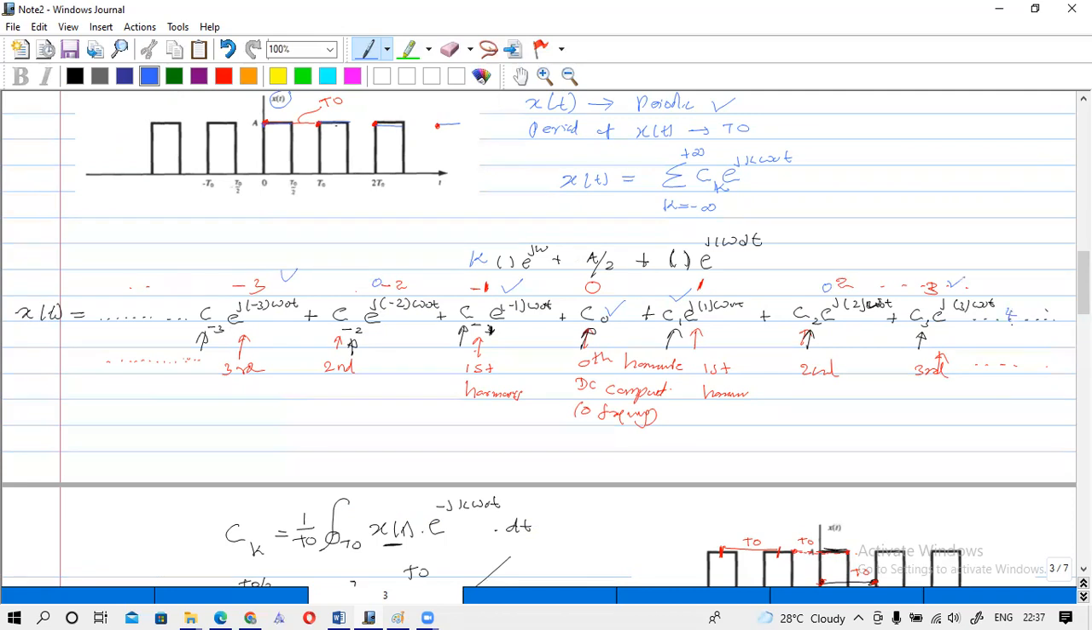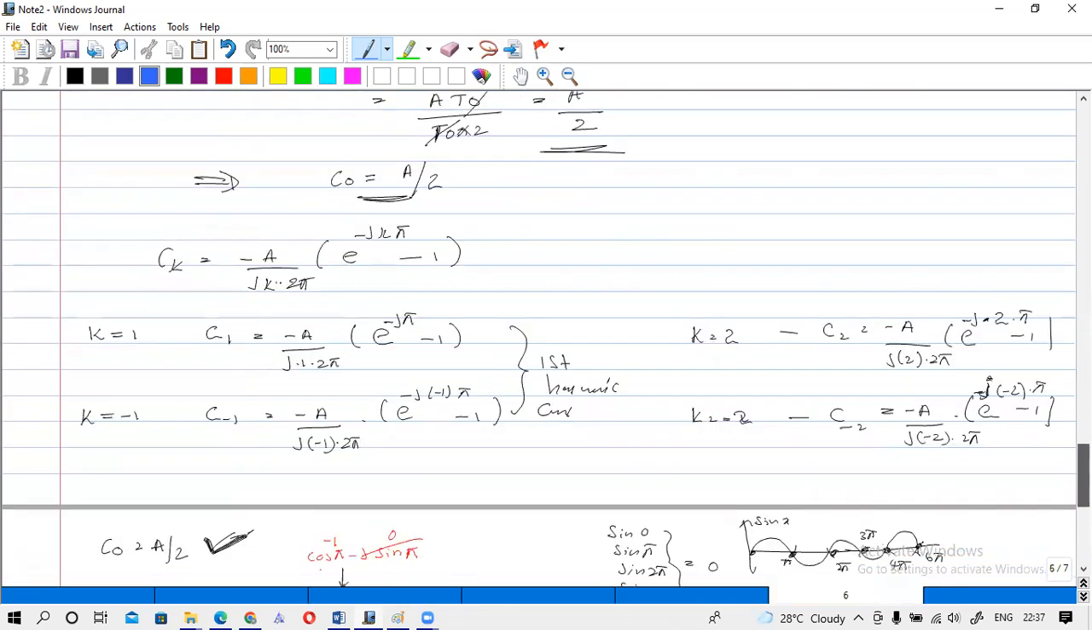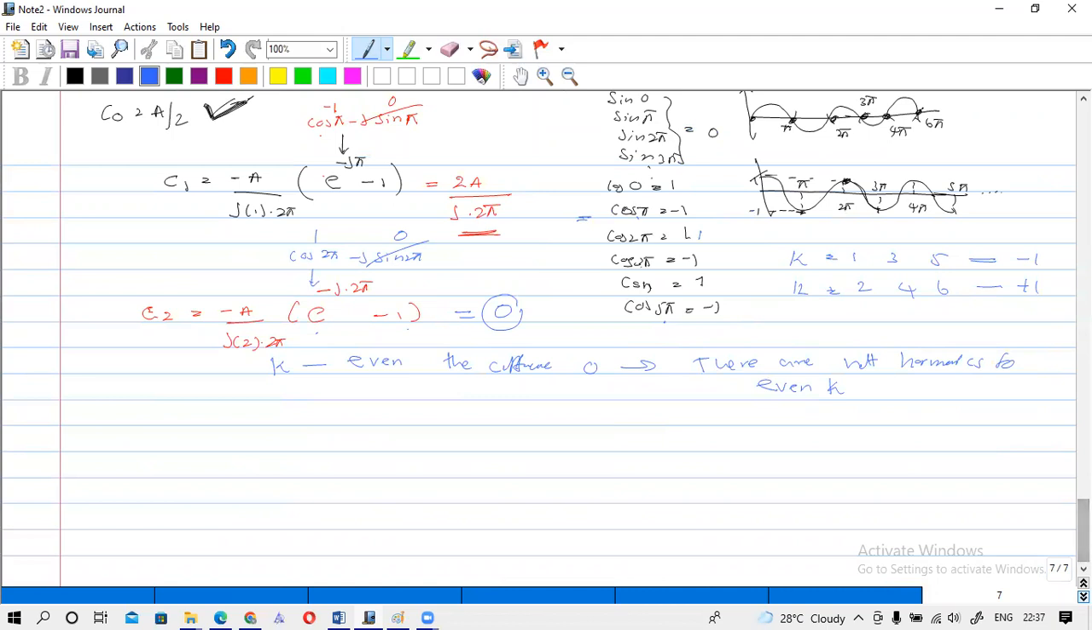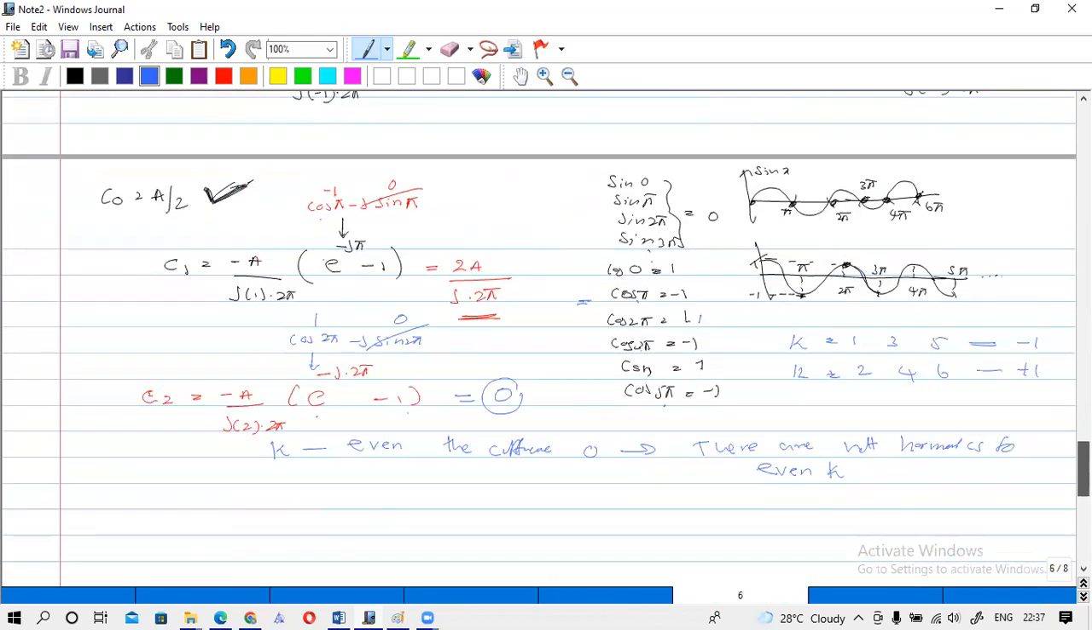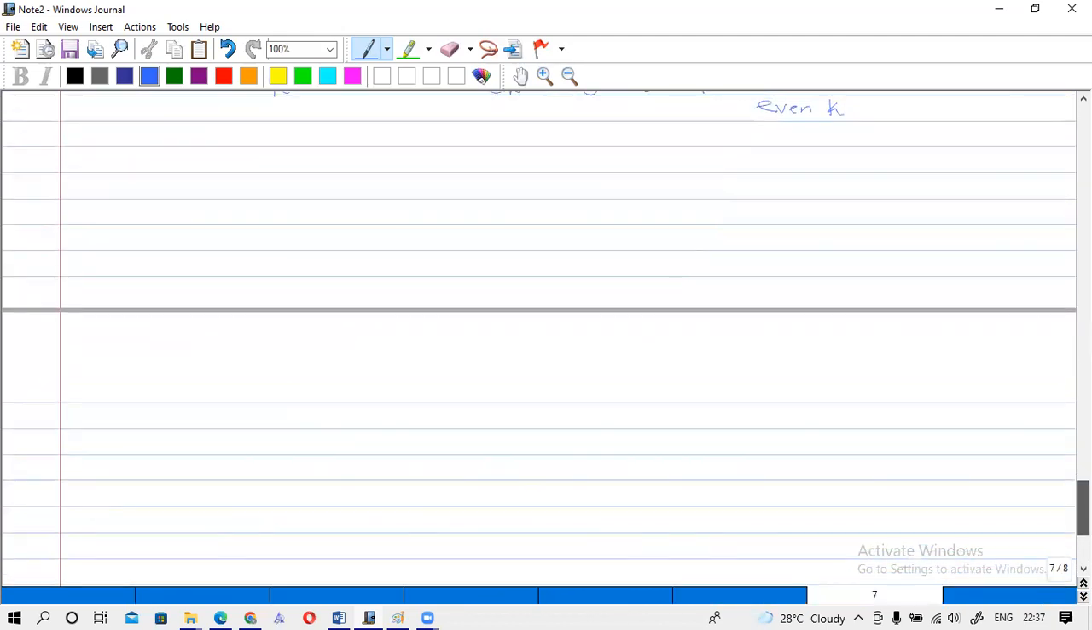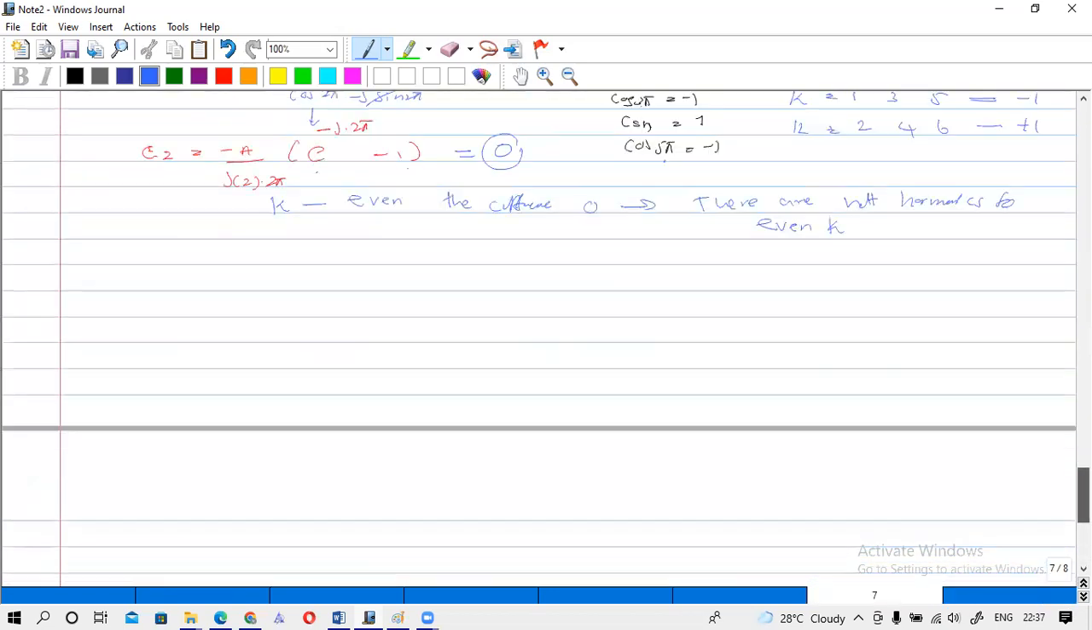But if you consider the fourth one, k is an even number, so you will get 0. So you will have harmonics only for odd values of k. All harmonics are not there, but an infinite number of harmonics are there. That is the idea you should get.